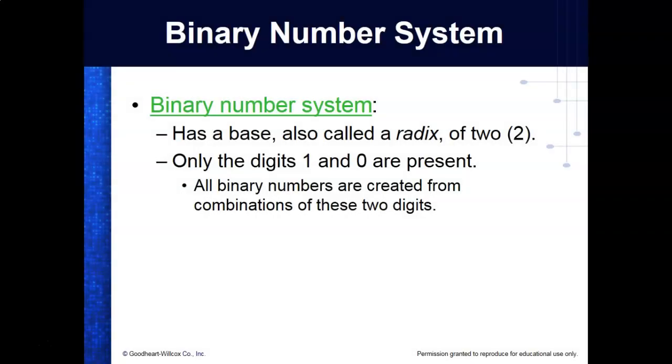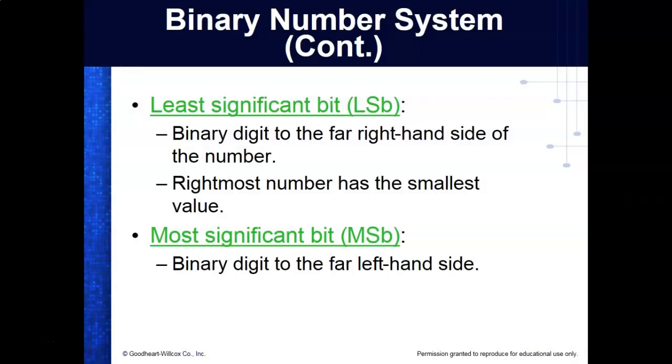A binary number system has a base, also called a radix, of 2. Only 2 digits, ones and zeros, are represented. All binary numbers are created from combinations of these 2 digits. So we have what we call the least significant bit. Everybody okay on the least significant bit? It's the digit to the far right. The most significant digit is the digit or the bit to the left.